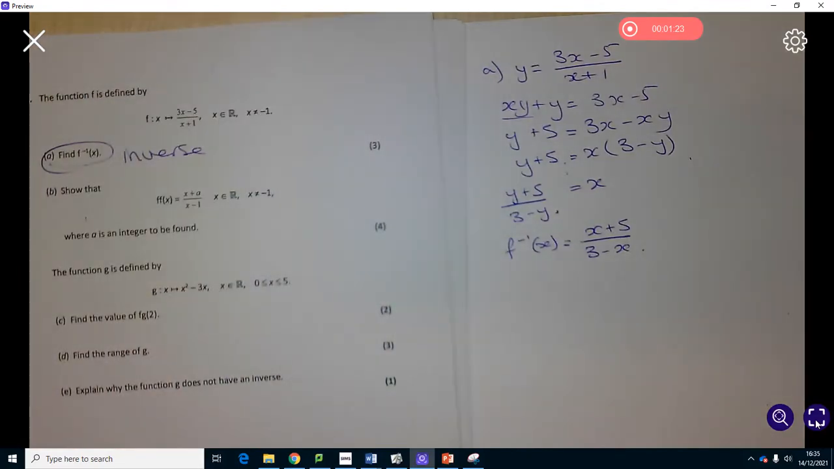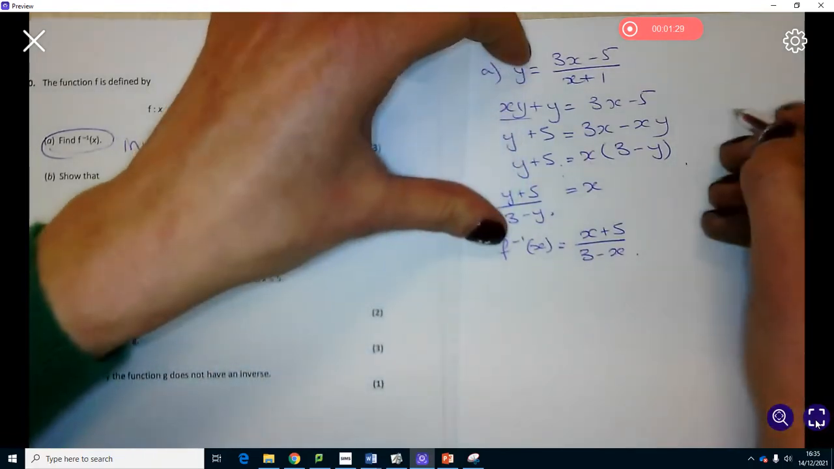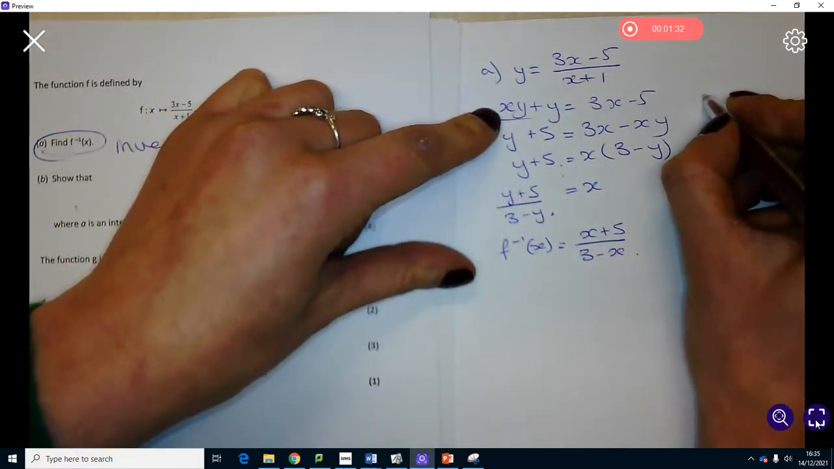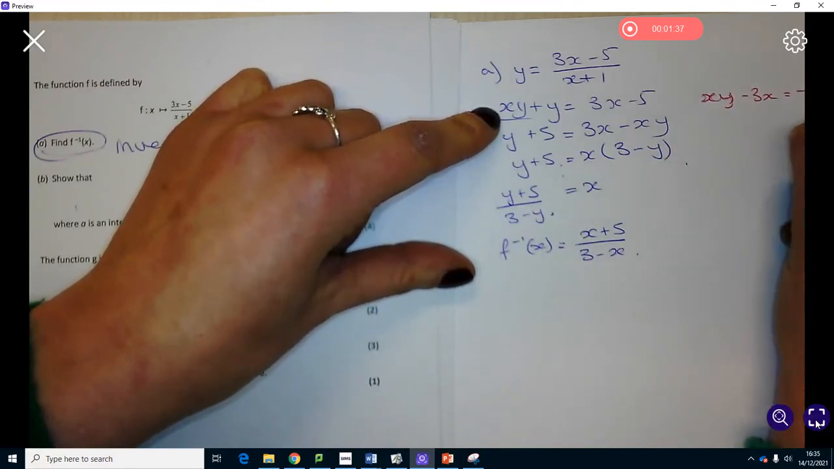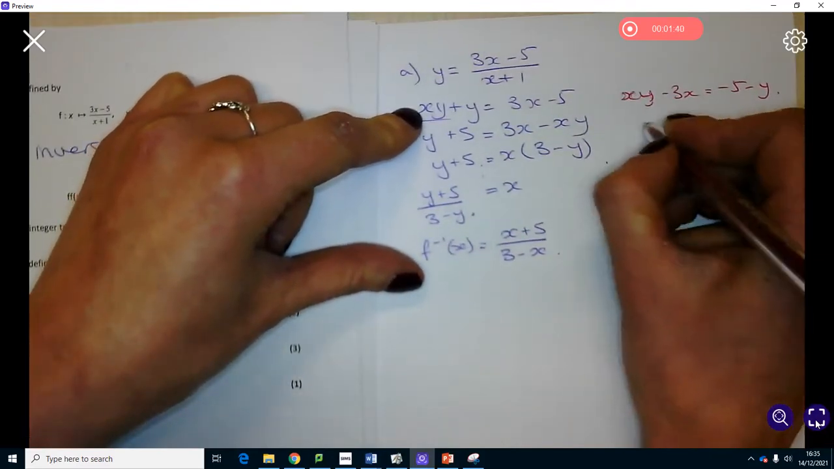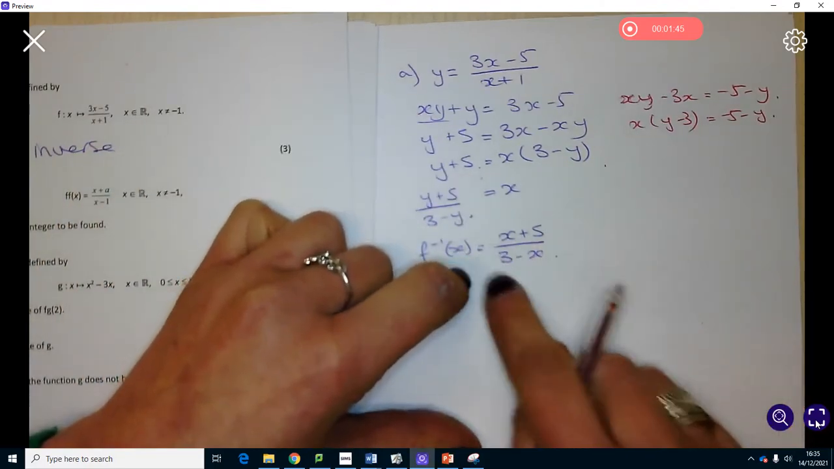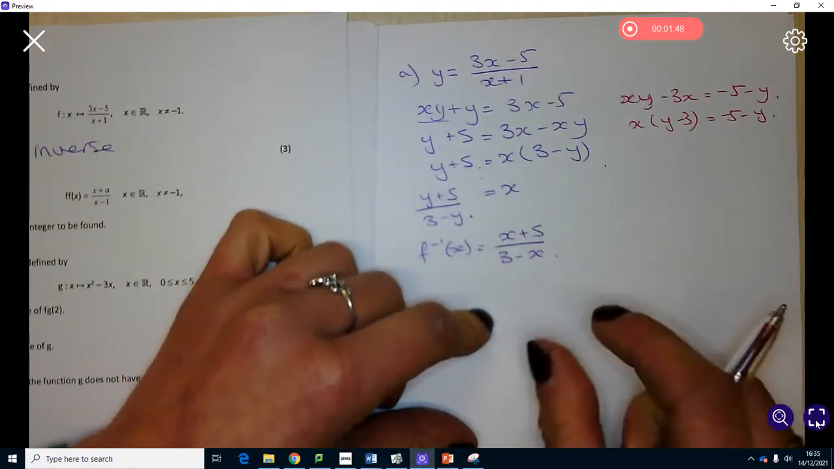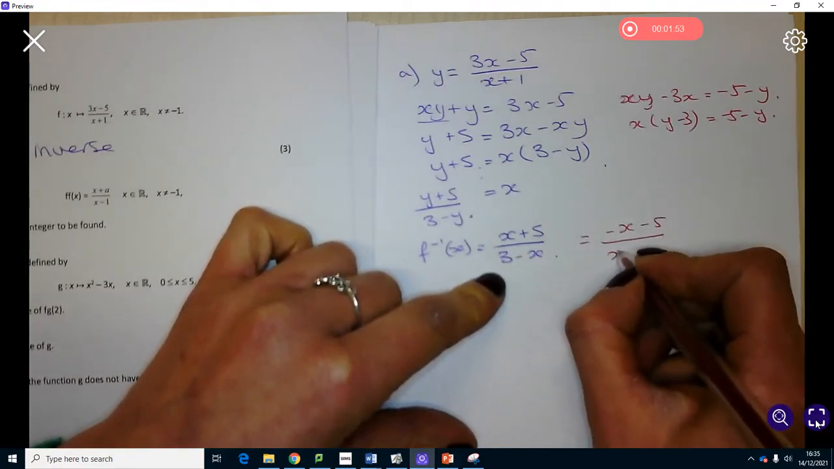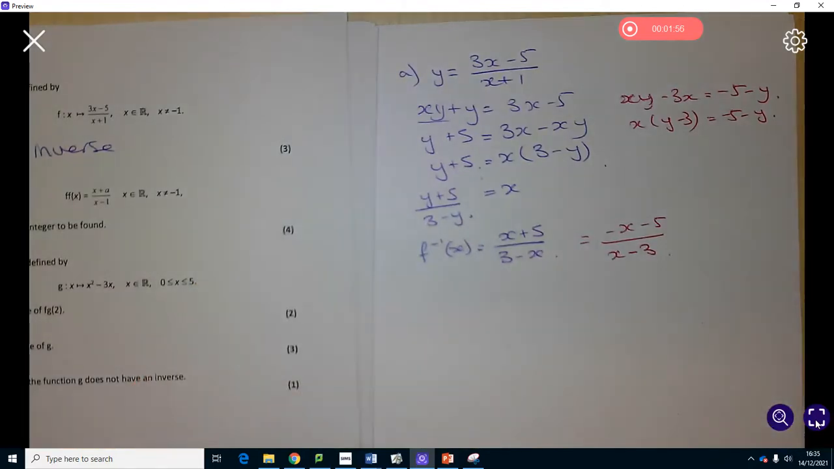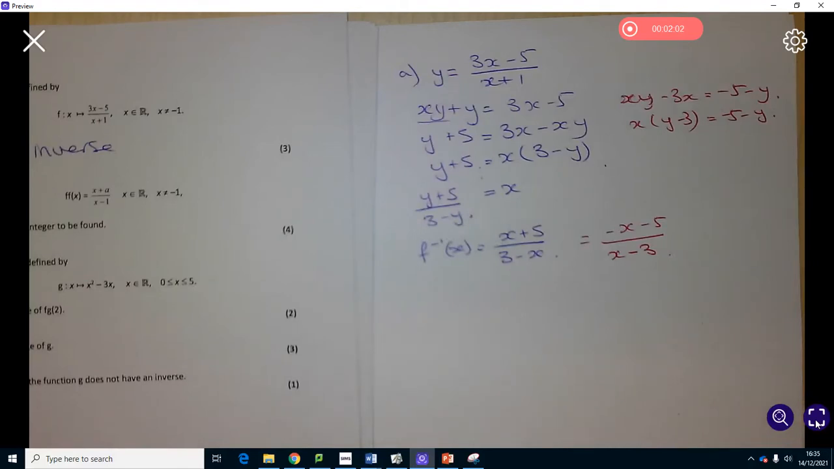Now, if at this stage you rearranged to collect all the x terms on the left, you'll get xy take away 3x is equal to negative 5 take away y. You still factorise and continue from there. It just means that the final step here, all the positive and negative signs will be reversed. So you'll get negative x take away 5 on the numerator and positive x take away 3 on the denominator. And that is also correct because it's just numerator and denominator multiplied by negative 1.